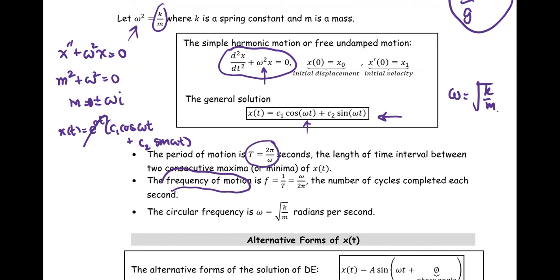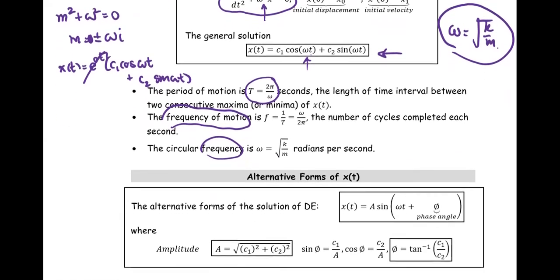Okay, and we see the frequency, which is the circular frequency, what is called the angular velocity. Okay, the omega is the square root of k over m, which comes from the adjustment of the terms from the original form of the second order differential equation.